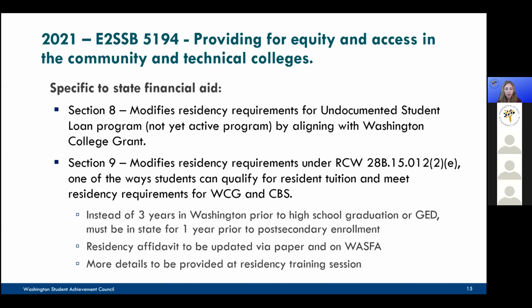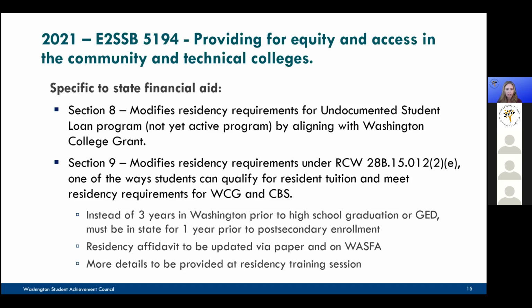But this is modifying what has been in the past the residency requirement that allows a student who has been in the state of Washington 3 years prior to high school graduation or a GED and then continuously since, and who signs an affidavit indicating that they will pursue citizenship. This is typically viewed as a pathway for residency for undocumented students, but I just want to be clear that it is not limited to undocumented students. There are other visa statuses and other students that might qualify for residency through this specific law.